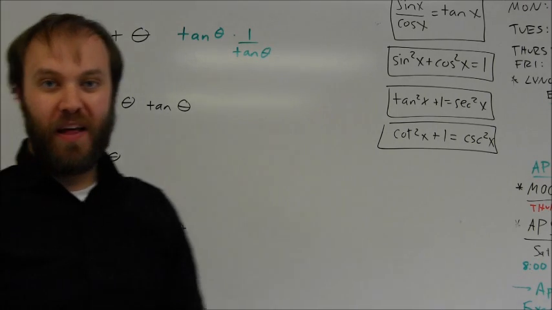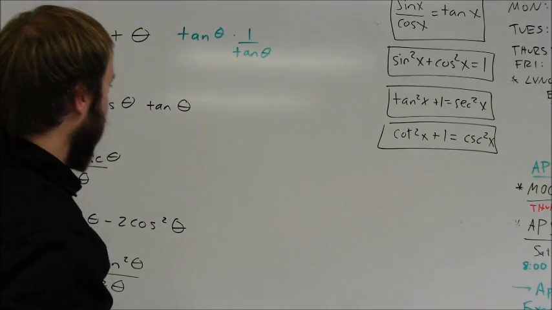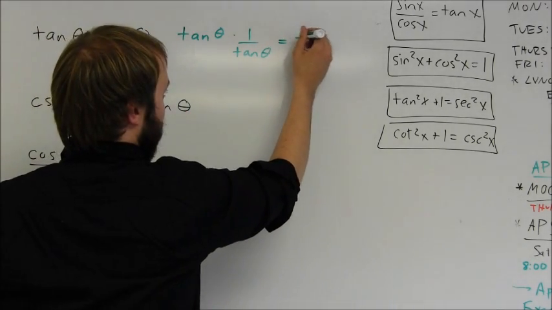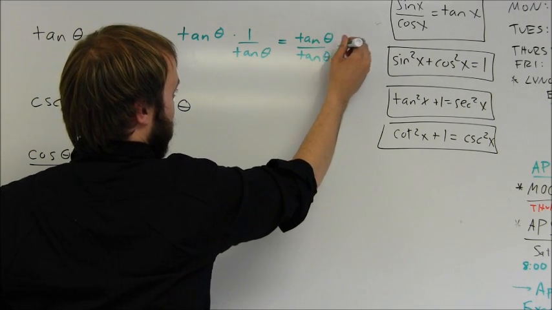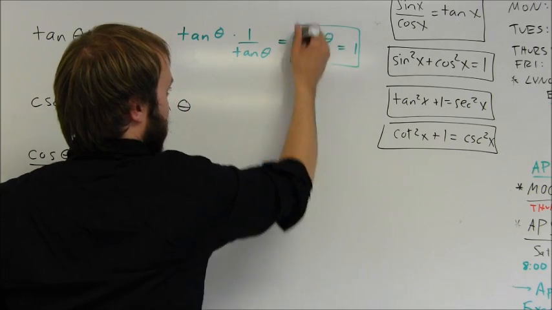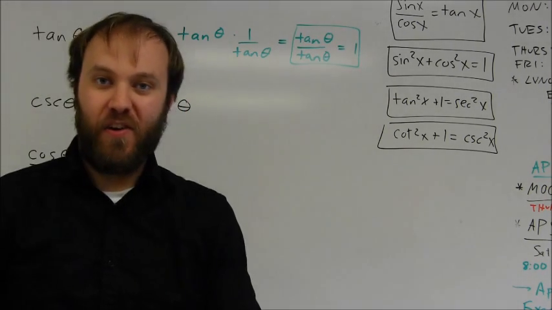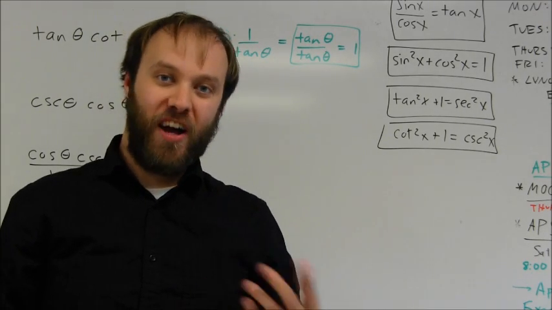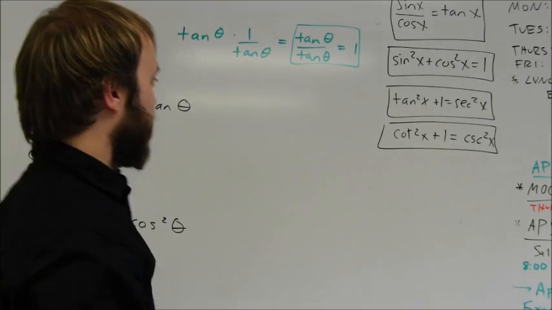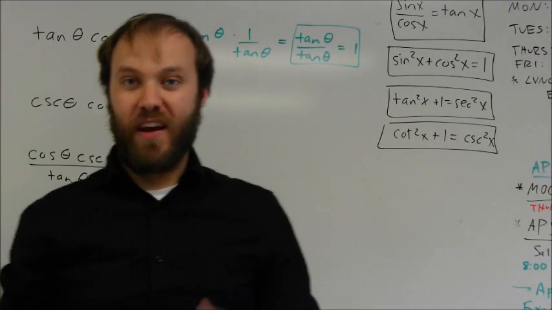And of course, if you multiply that out, that's a tangent of theta over 1. We just end up with tangent of theta over tangent of theta, which just simplifies down to equal 1. Okay? So anytime you multiply a trig function by its reciprocal, you end up getting 1, which shouldn't really be all that shocking. But those types of facts can be used in a lot of these problems.